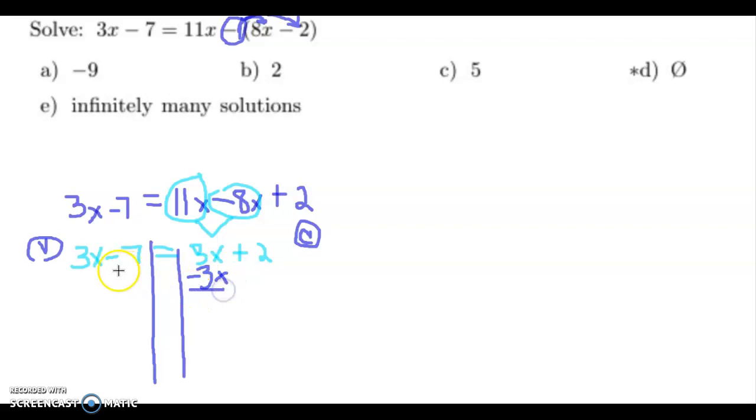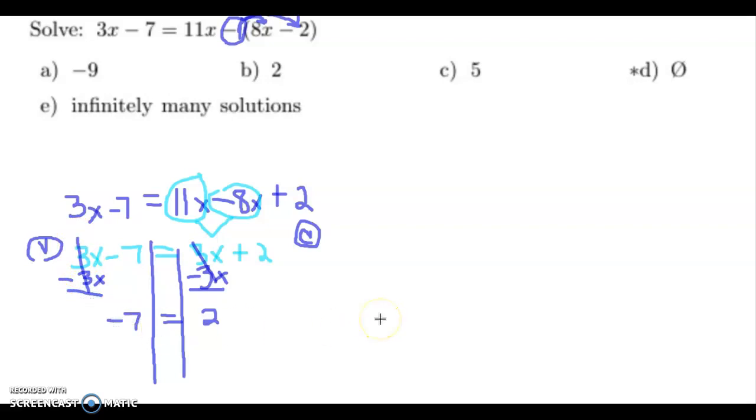a negative 3x. Anything I do to one side, I do to the other, and I have to line up my like terms. 3x minus 3x, well, that's 0. Woohoo, I zeroed that out. That's what I wanted to do, and I'm left with 2 on this side. On this side, notice though, I also have a 3x minus 3x. Well, guess what? That zeroes out. So now I'm left with negative 7 on this side.